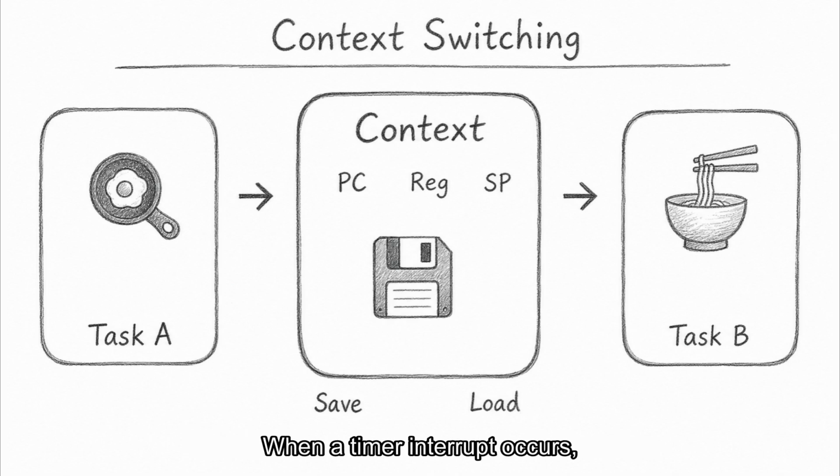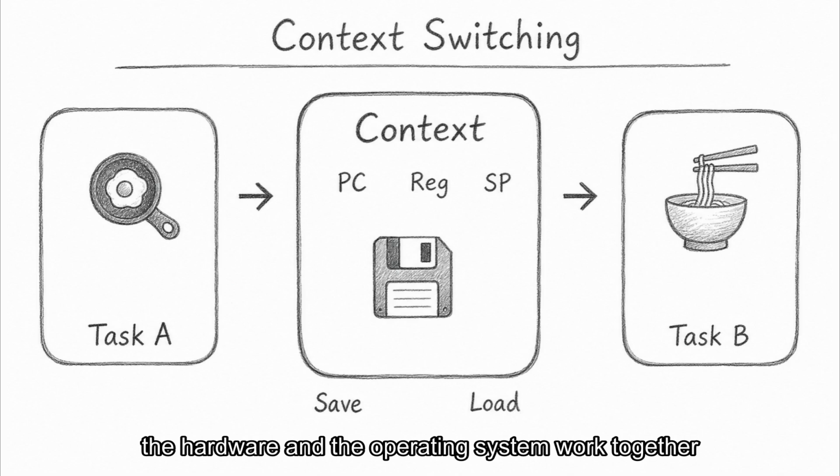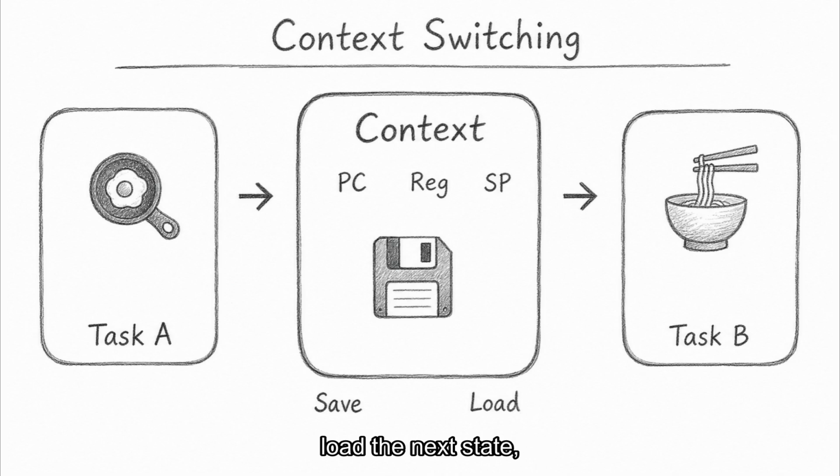When a timer interval occurs, the hardware and operating system work together to save the current states, load the next states, and continue execution. Switching between threads is similar, but threads inside the same process share the same address space. So unlike switching between processes, there's no need to replace the entire address space. The important thing is that there's a switching of register values and stack context for each thread.